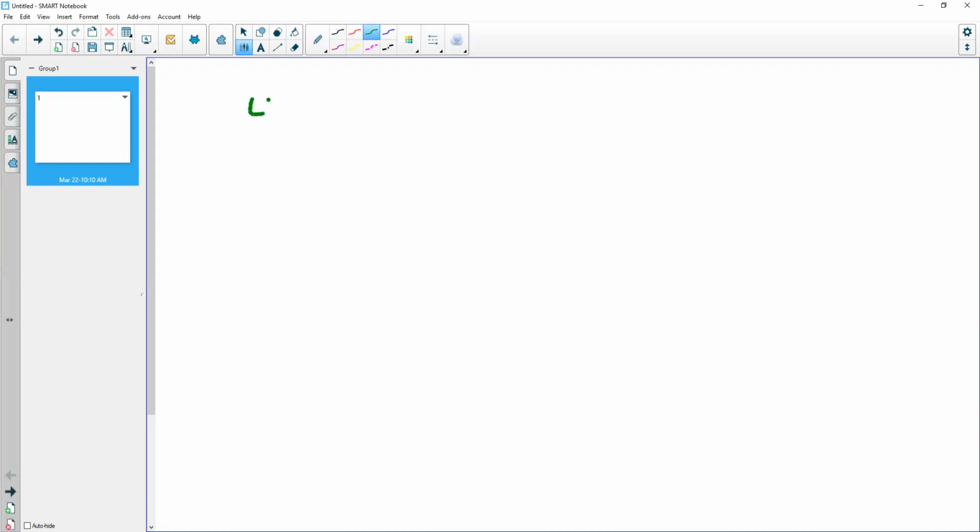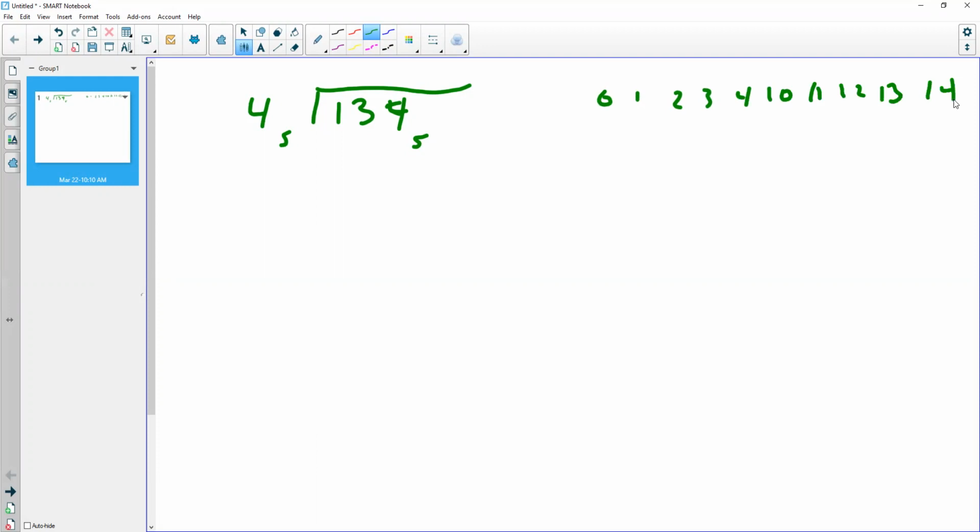We're going to do 4 in base 5 into 134 in base 5. Remember when we count in base 5, we count 0, 1, 2, 3, 4, 10, 11, 12, 13, 14. I think that's far enough. So when we do this division, I think about what divides in, just like we would with anything else, but I think in base 5.